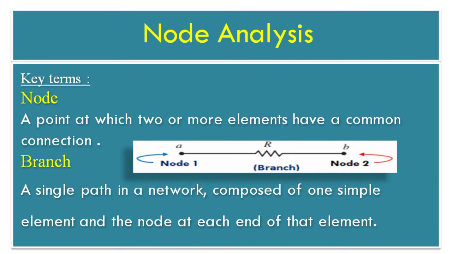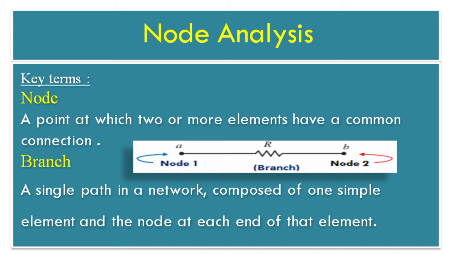Now, see some key terms which are helpful in node analysis. First key term, node: a point at which two or more elements, that is resistors, voltage or current sources, have a common connection. Second key term, branch: a single path in a network composed of one simple element and the node at each end of that element.